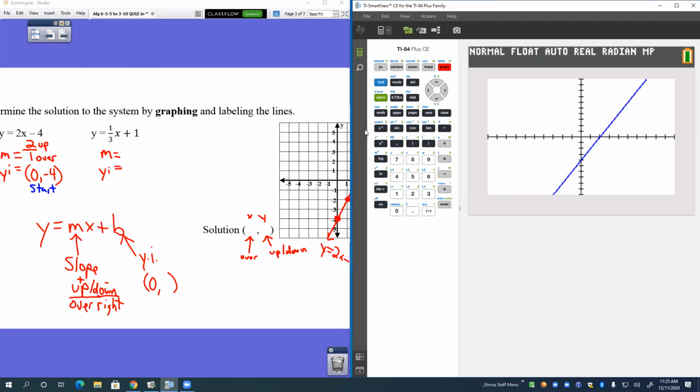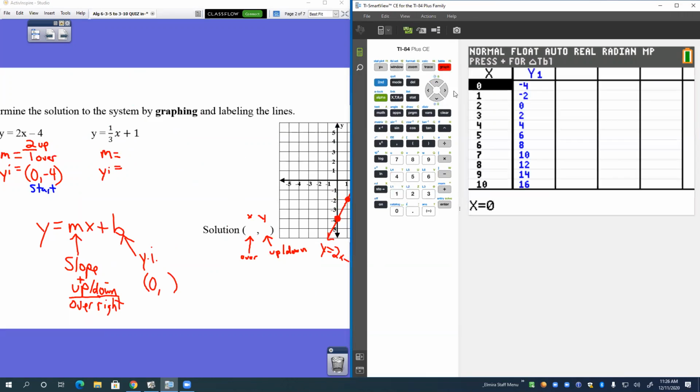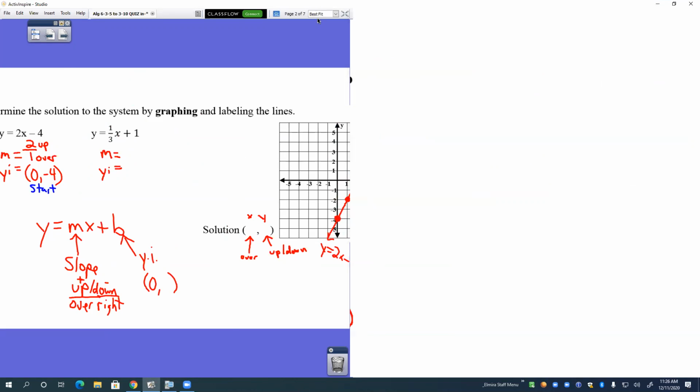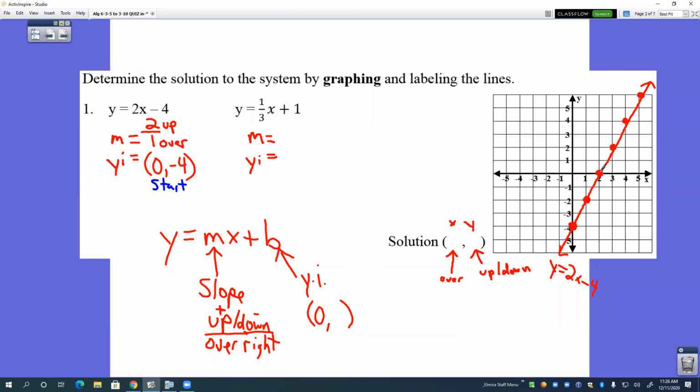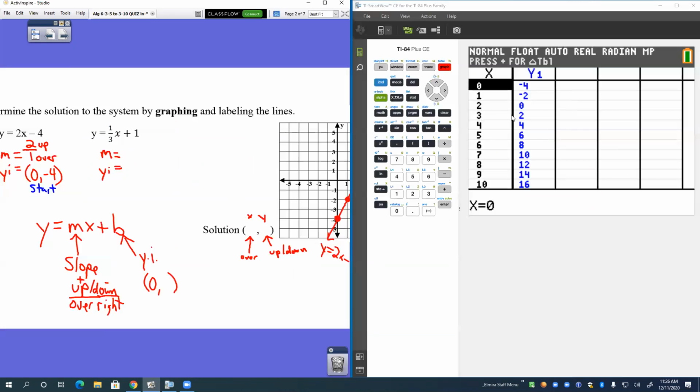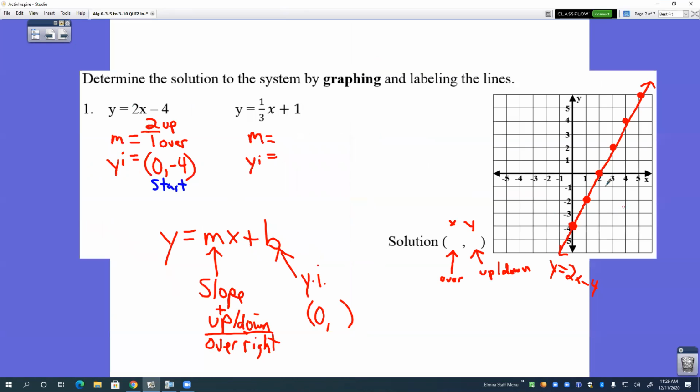Or to find your points, you hit second and table. So 0 was -4. You can still see on my graph, I have 0, -4. I have 1, -2, over to 1, down to -2. My next point is 2, 0, over to 2, up to 0. My next point is over to 3, up to 2, which is exactly what we have, 3, 2. Our next point is 4, 4. Notice that I go over to 4, up to 4. So you can use that calculator to help you graph those lines.